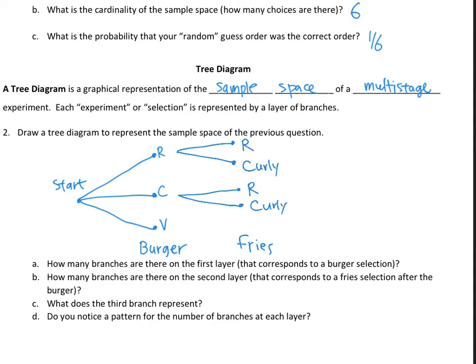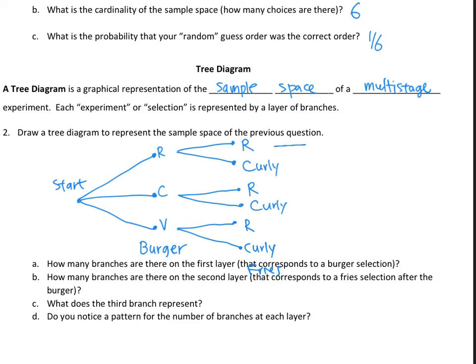And then same here, you can pick the veggie burger. Maybe I need more space here. So from the veggie burger, you can get regular fries and curly fries, right? So this second layer is representing fries, right? So at the second level, we have 1, 2, 3, 4, 5, 6 branches. So this is my sample space represented by a tree diagram.